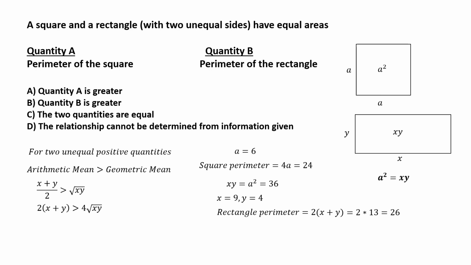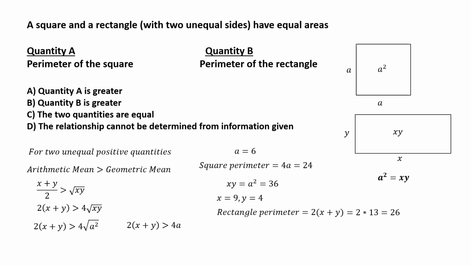And now we take advantage of the relationship a square equals xy. So in that square root xy, you simply substitute a square. We have 2 times x plus y greater than 4 multiplied by the root of a square, which simply comes to this inequality: 2 times x plus y greater than 4a. And if you notice the left hand side, like I said, we have already made it equal to the perimeter of the rectangle. But the right hand side, 4a, is the perimeter of the square. So what this says is the perimeter of the rectangle is greater than the perimeter of the square.